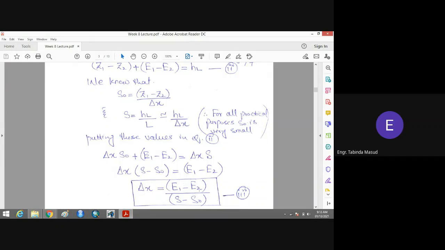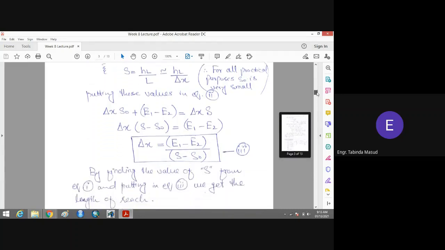Delta X is equal to E1 minus E2 divided by S minus S naught, where E1 is the specific energy at section 1,1, E2 is the specific energy at section 2,2, S is the slope of the energy line, which we will find with the help of the Manning equation, as we did just now, and S naught is the slope of the channel bed. So this is the equation which is used to find the horizontal distance between the two given depths of the flow. Okay, you have to check this derivation by yourself.